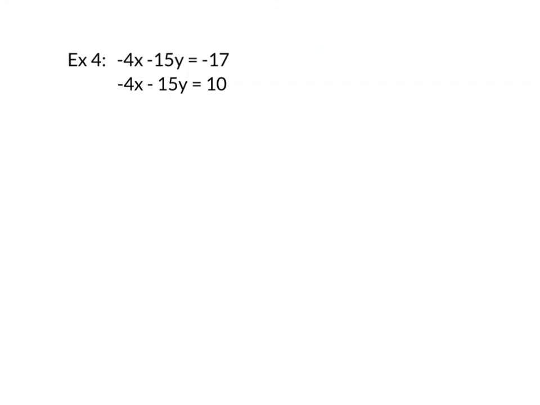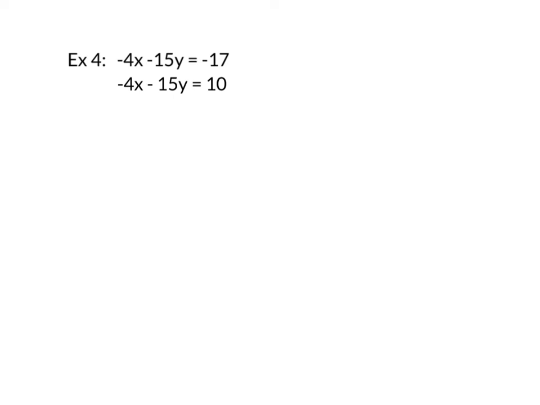Take a look at this one. I have negative 4x and negative 15y on top. And on the bottom, also a negative 4x and a negative 15y. If I were to add those two equations right now, would either of my variables cancel? They won't cancel because right now they both have the same signs. They're both negatives, whether I'm looking at the x or the y. They're both negatives on each equation.